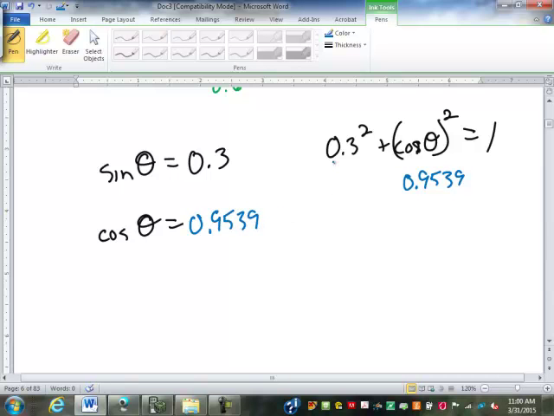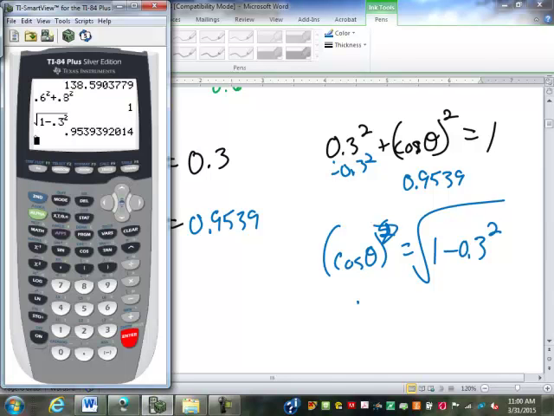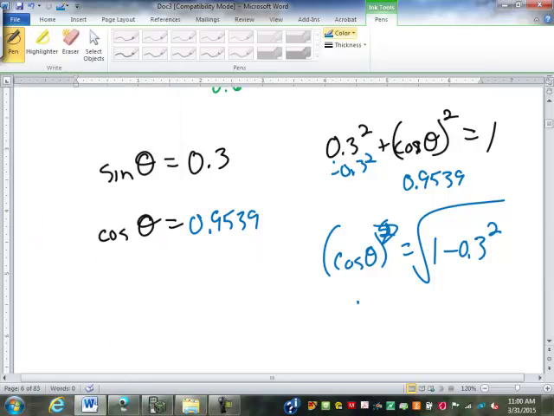If I wanted to solve this, I could go through the long process. Basically, I'm going to subtract 0.3 squared, right? So that gives me cosine of this angle squared equals 1 minus 0.3 squared. Then I take the square root. So that's what I entered. The square root of 1 minus 0.3 squared gives me 0.9539. Questions? So now, how would I find the tangent?